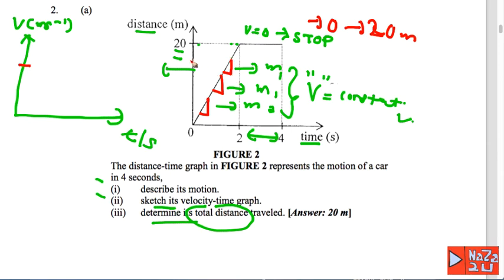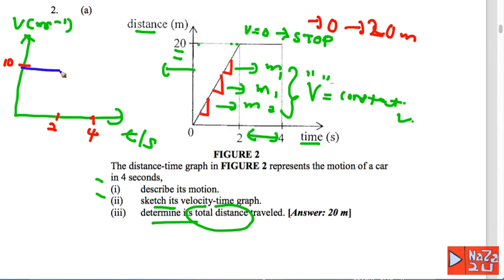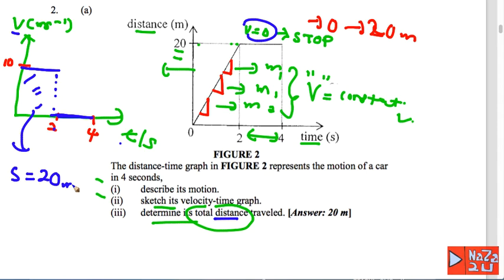If you calculate the gradient here, 20 divided by 2, we have 10 meter per second, in 2 seconds, and the last is 4 seconds. The graph here is constant velocity, and after that, from 2 to 4 seconds, velocity is equal to 0. So this is the graph here. Now, if the question asks you to calculate the total distance from the graph of v versus t, you can find the area under the graph. So we have 2 times 10, and the total distance is equal to 20 meter, right?